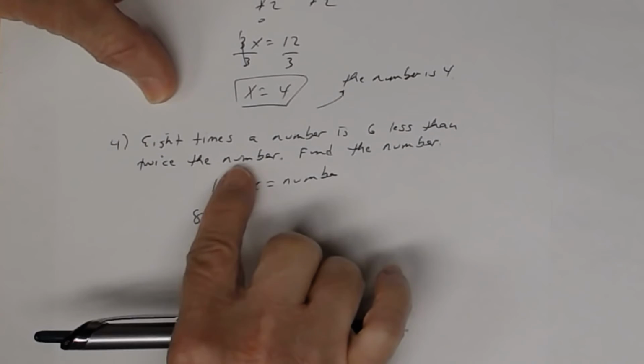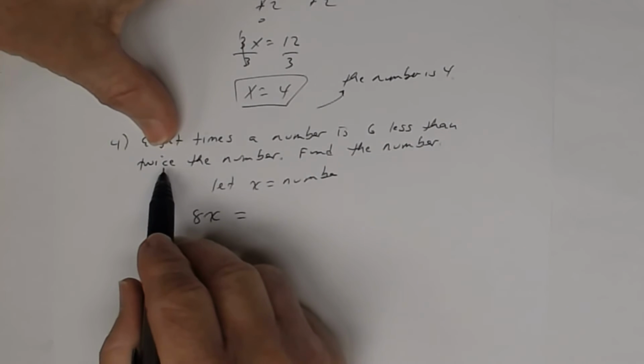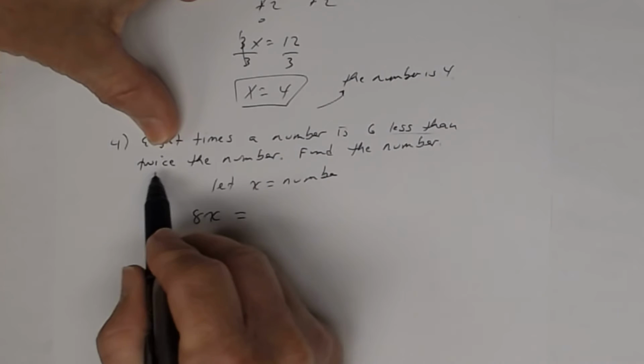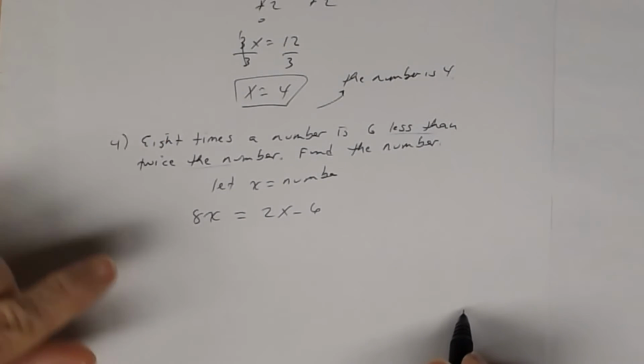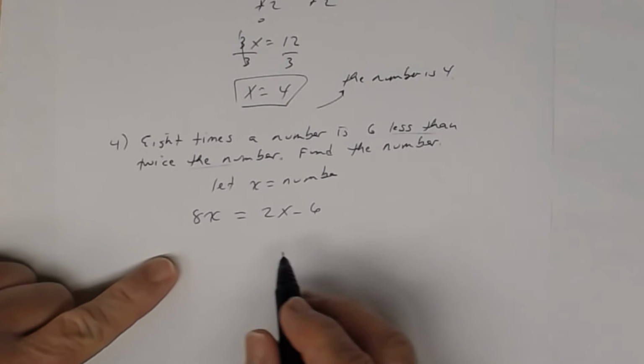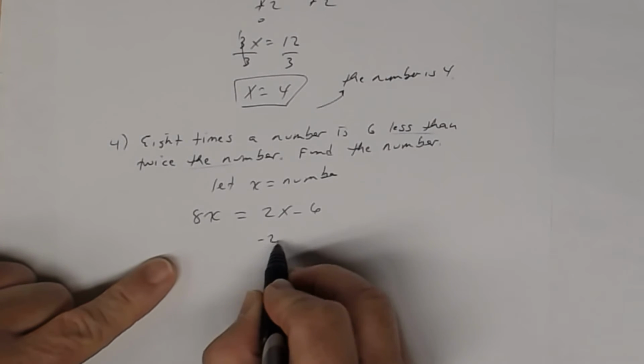So it's 6 less than twice the number. So hopefully you understand that you have to write this part as 2x minus 6. So there's your equation. And then you have to solve for x. So this is your equation. You have to solve for x now.